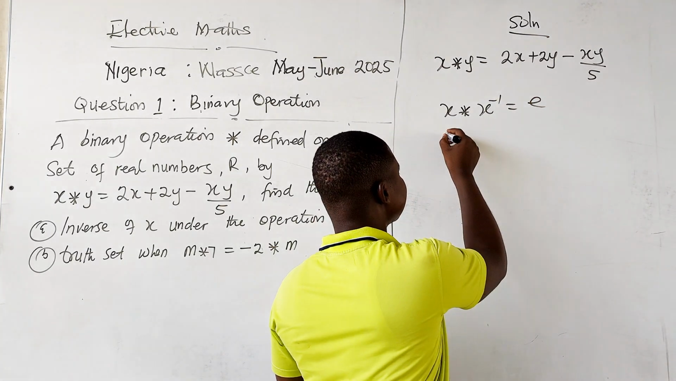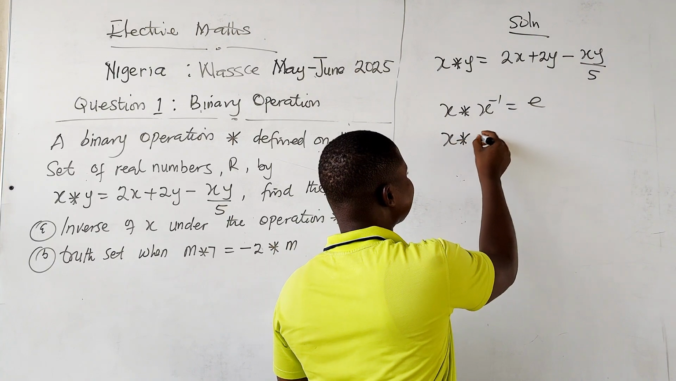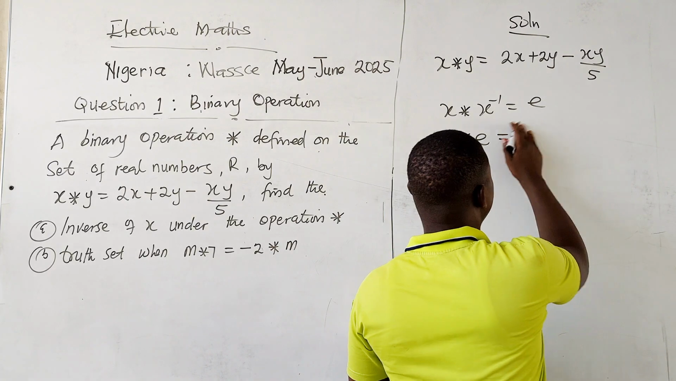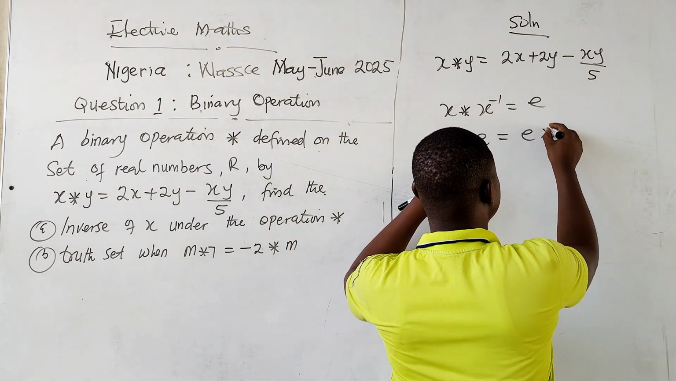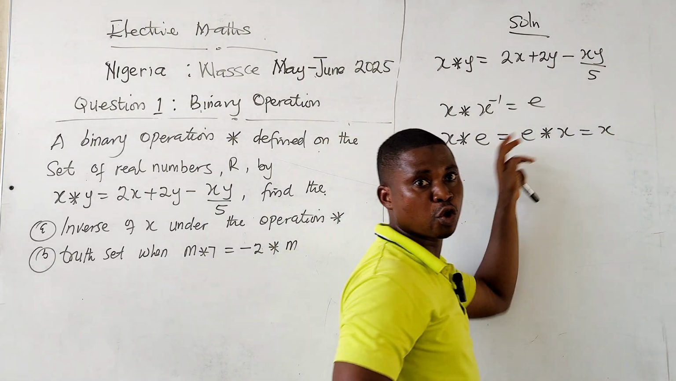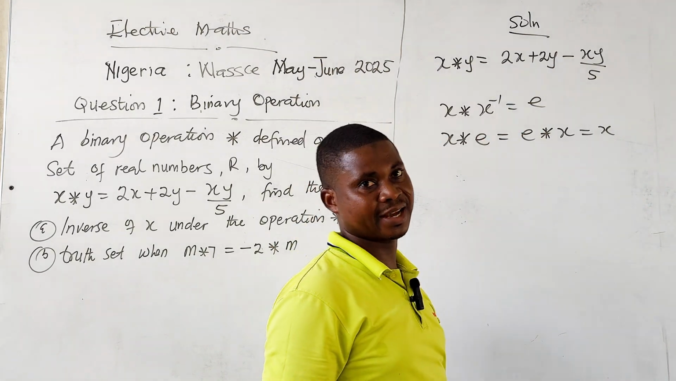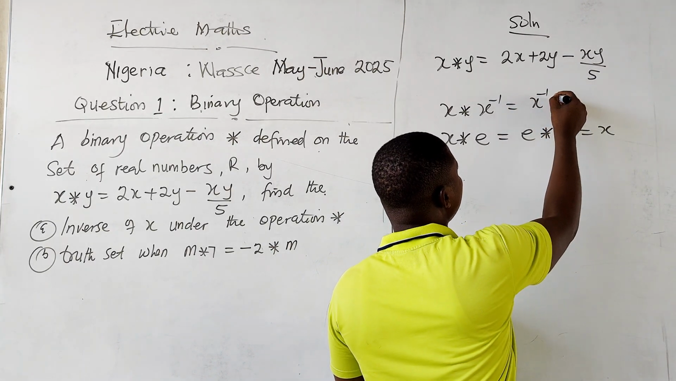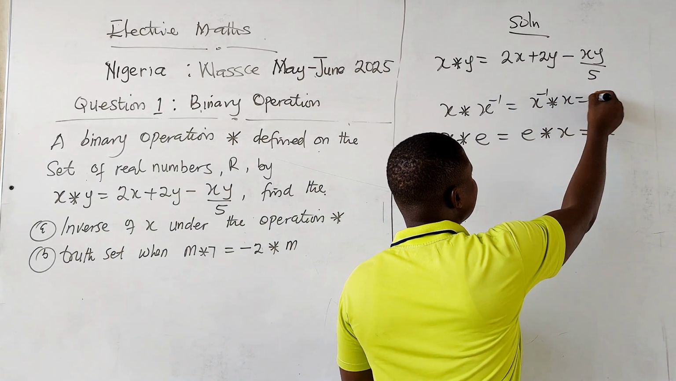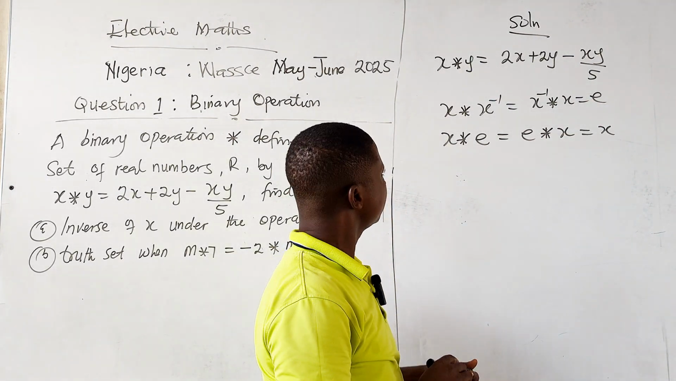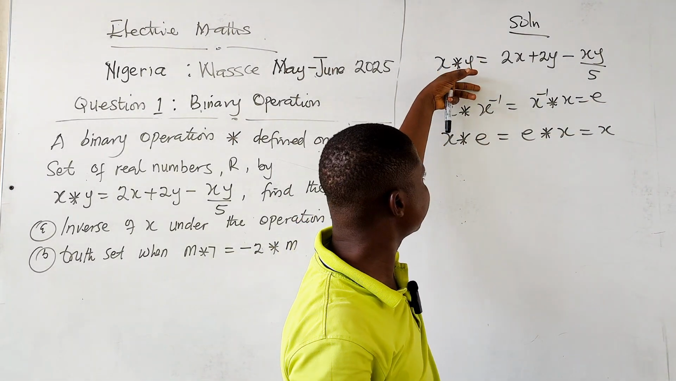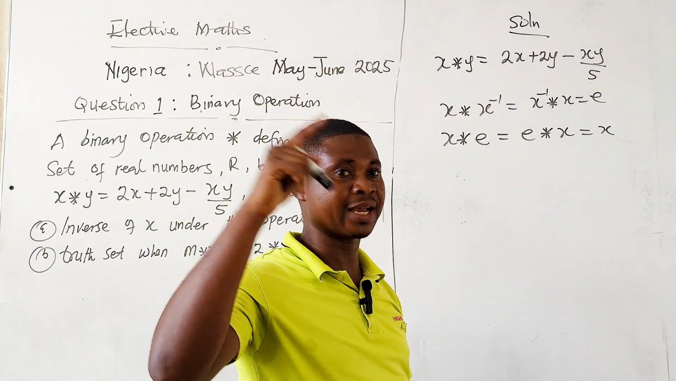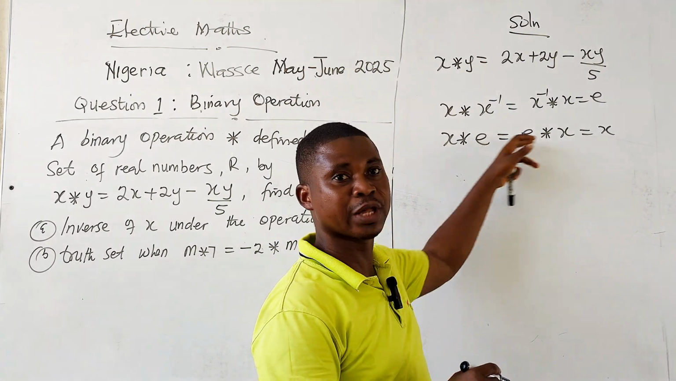And to get the identity element, x operating on its identity element should give us the same x, or the identity element operating on x should also give you x. So any way that you go, you should get x. The same thing applies to the inverse: anywhere that you go, you should get the identity element. So before we can get the inverse, we need the identity element. If we don't get the identity element, there's no way we can get the inverse. So let's go through the identity element.